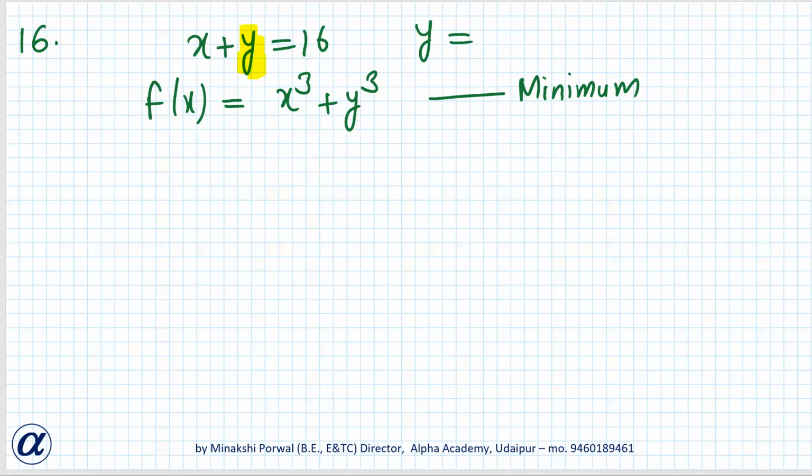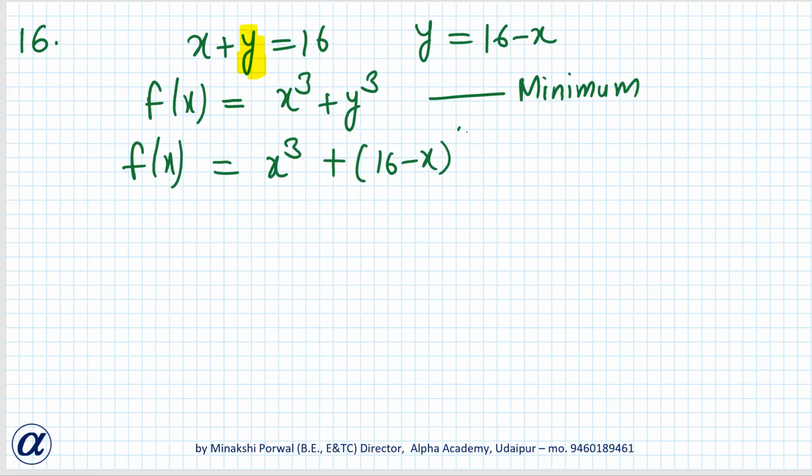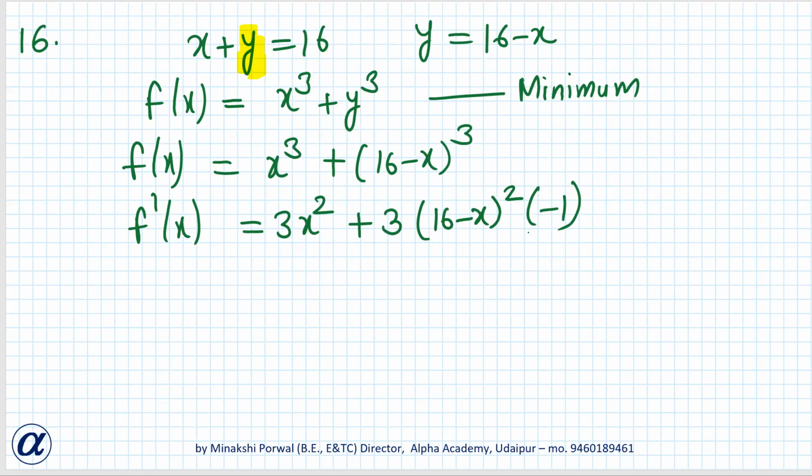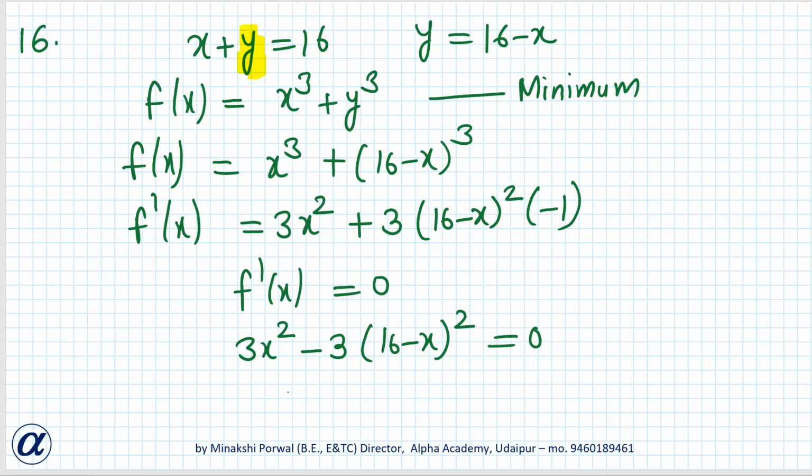So complete this. y equals 16 minus x. So f(x) will be equal to x cube plus (16 minus x) the whole cube. Now we'll obtain its first derivative. So that is 3x square plus 3 into (16 minus x) the whole square into minus 1. Now for obtaining the critical point, we put f dash x equals 0. So 3x square minus 3 into (16 minus x) the whole square equals 0. So we can take 3 outside: x square minus (16 minus x) the whole square.